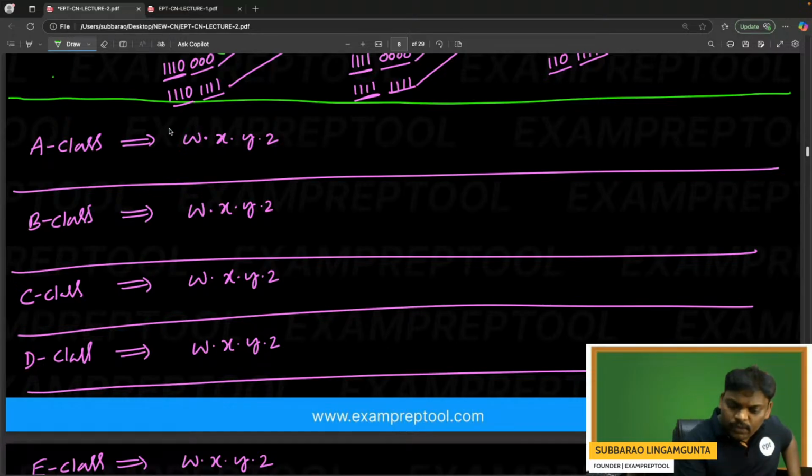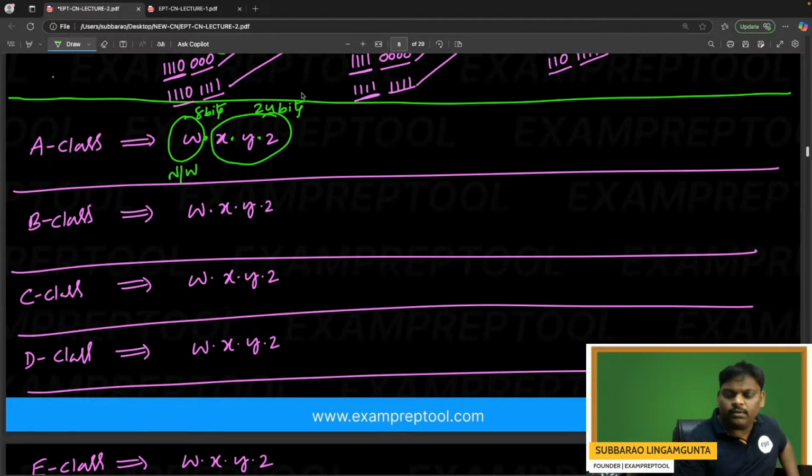everyone, see this one. In the A class, first octet, 8 bits. Right? 8 bits. I am writing also. 8 bits is going to be the network part. Remaining, I think 8 threes are 24 bits. Host part.